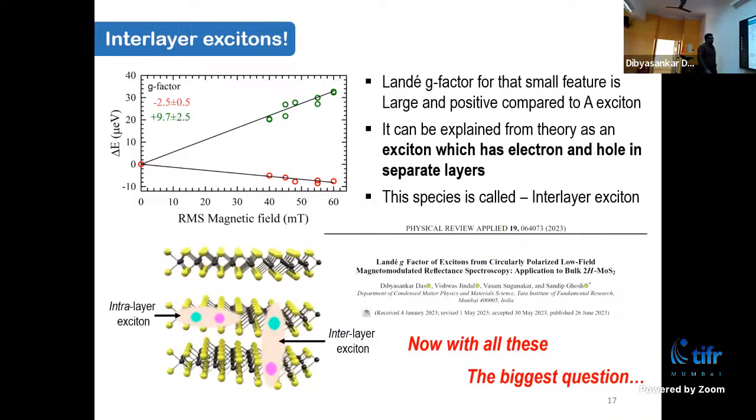Now, the biggest question by knowing all this is: so what? What have you done? You have measured something at very low energy. That's all. Okay, fine.